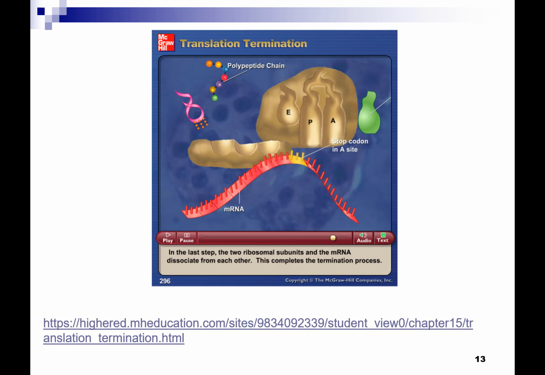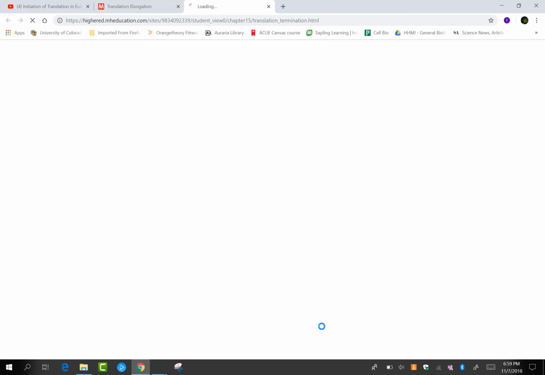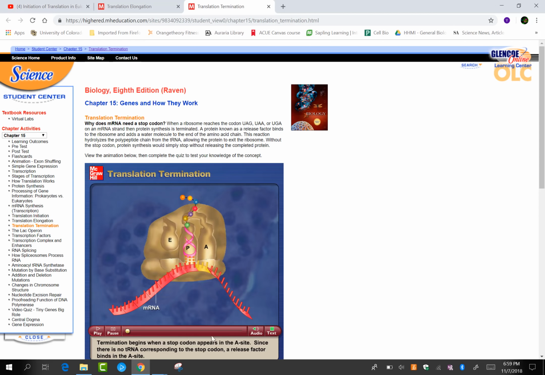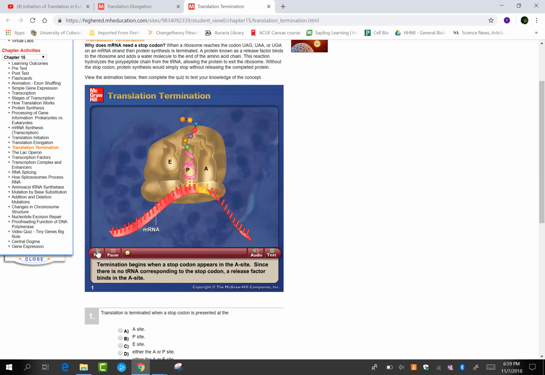Okay, so let's look at termination, and I'll walk you through this. Termination begins when a stop codon appears in the A site. Since there is no tRNA corresponding to the stop codon, a release factor binds in the A site. Okay, so let me back up a little bit. That release factor is a protein. Okay, I'll write this down in a second.